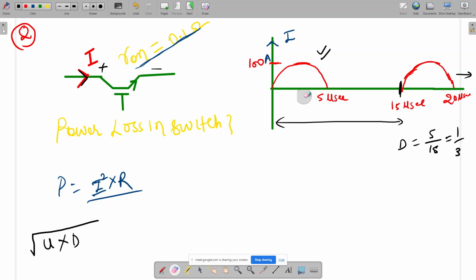Okay. This is sine omega t. Let's say 100 sine omega t. This function is 100 sine omega t, a sinusoidal graph, 100 sine omega t.